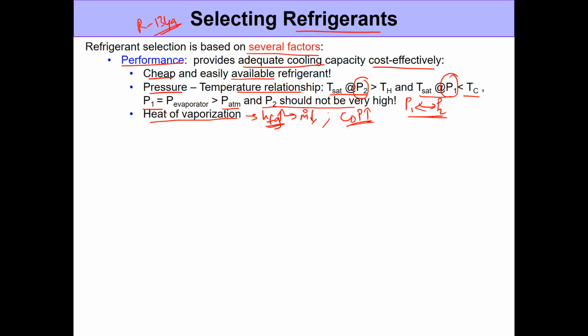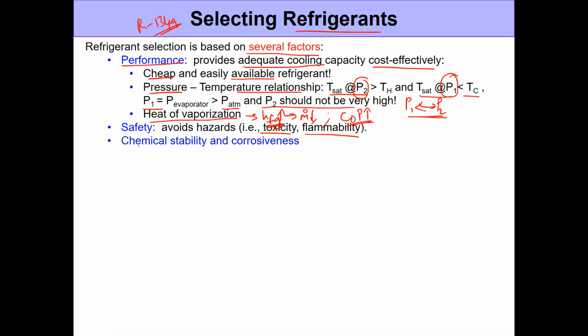Once you have taken care of the performance, you need to also ensure that it's safe, right? We should not select something that's toxic or flammable, okay? Although this is not always an option, but we should try whenever possible. The third thing is to ensure that it's really chemically stable and it does not react with the tubing and break it down. And it should also not be corrosive, right? So corrosion basically is something that eats away the metal and converts it into some other oxides. And that again is something you don't want because it'll break the tubing and it'll just cause a refrigerant leak, which is the worst thing possible, right? You do never want that.